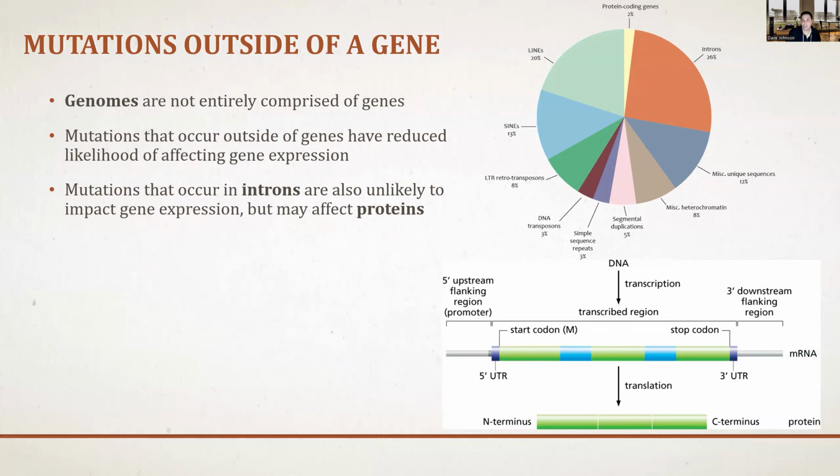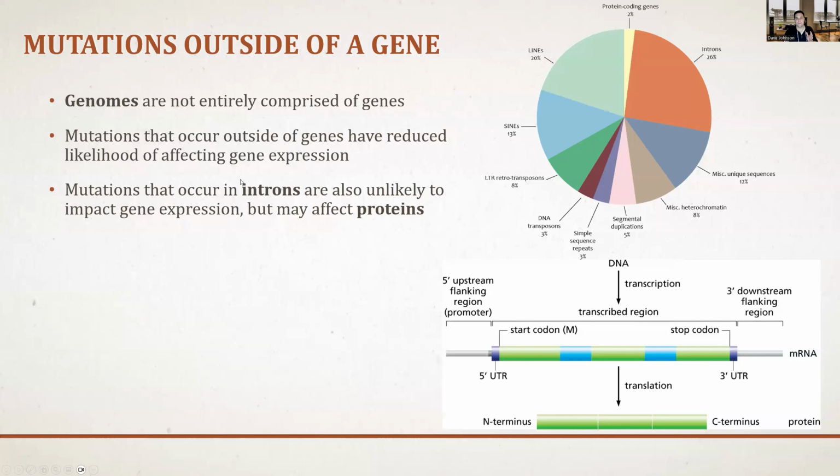But if you look at a human genome, which we're showing here, look at this pie chart. Only 2% of our genome actually encodes protein encoding genes. So that means there's like a 98% chance of a mutation not even impacting a gene. But is it possible for a mutation to impact the expression of that gene or a series of genes if it doesn't actually land in the gene? And the answer is yes. Okay? Mutations that occur in introns are likely not to impact gene expression, but they can affect the proteins.